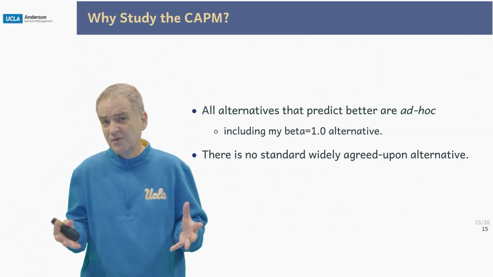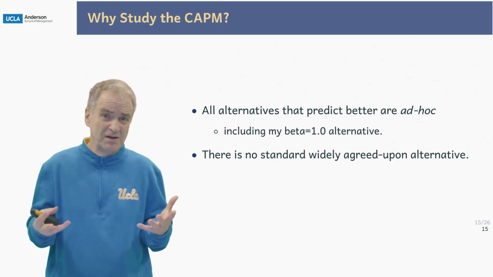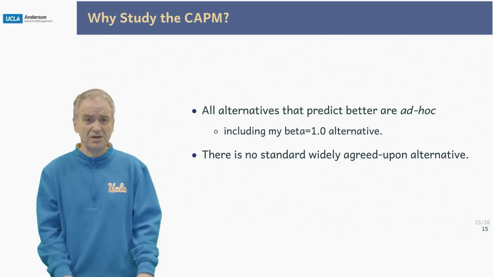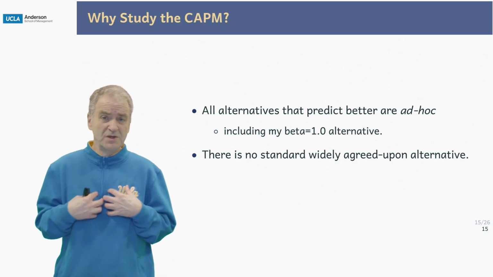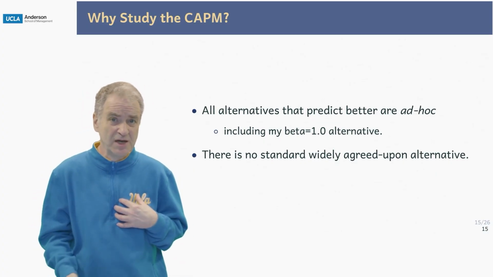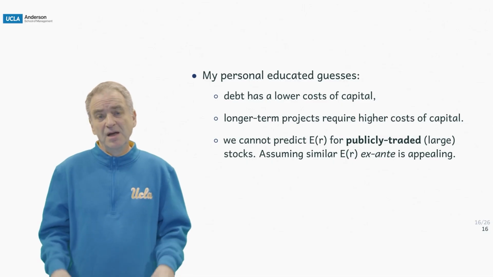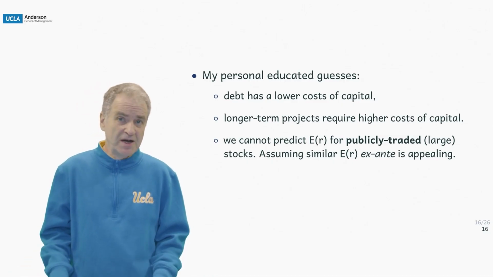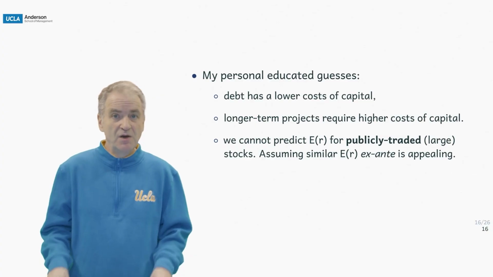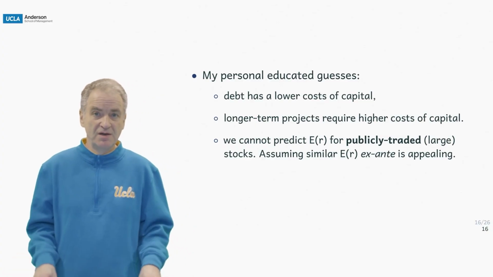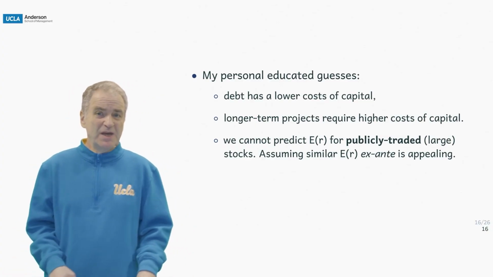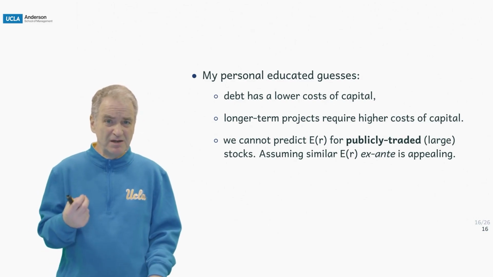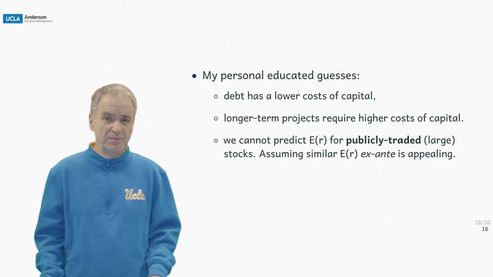I also would have to give you alternatives that are better. And the fact is, there's no standard, widely agreed upon alternative. So I choose a beta of 1, but that's just me. My personal educated guess: debt has verifiably a lower cost of capital. Longer-term projects require higher costs of capital, but we cannot predict the expected rate of return for publicly traded large stocks depending on their beta.